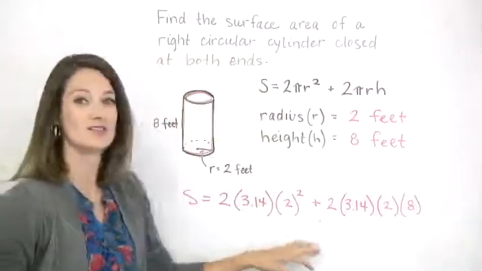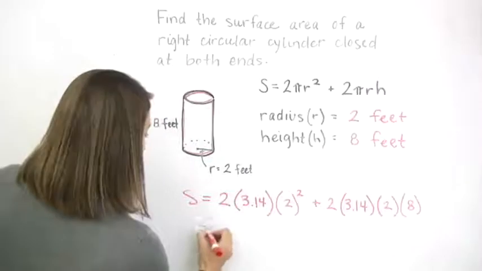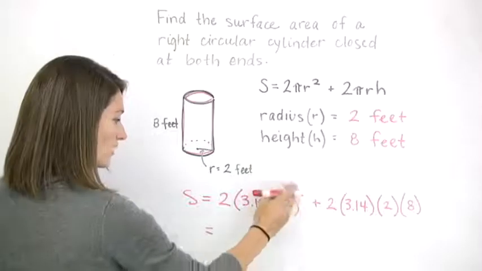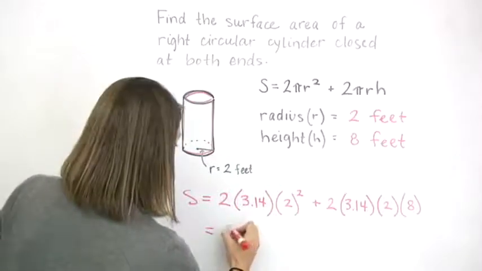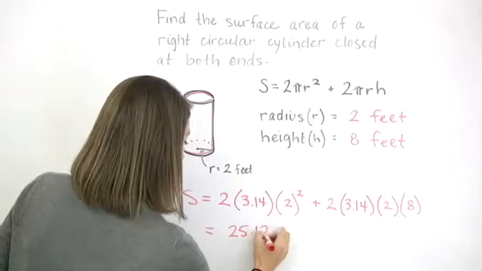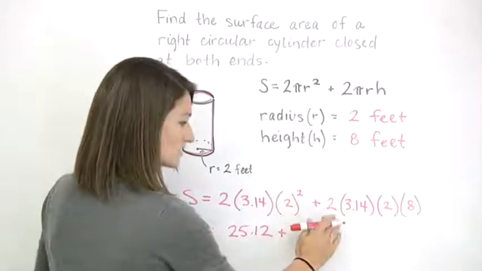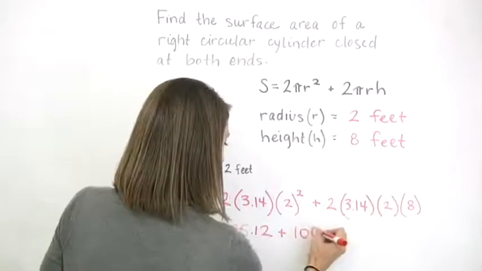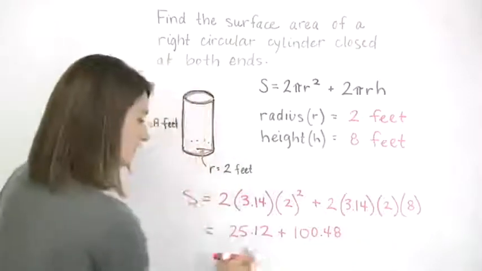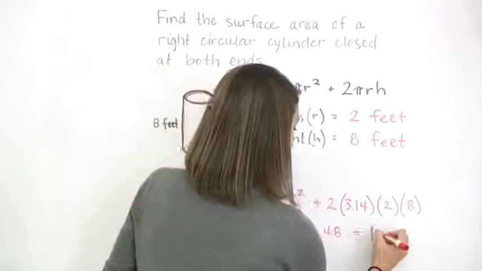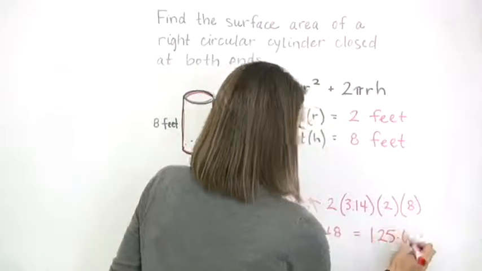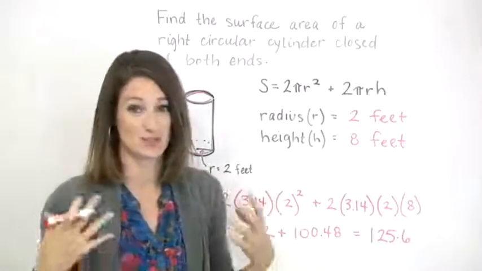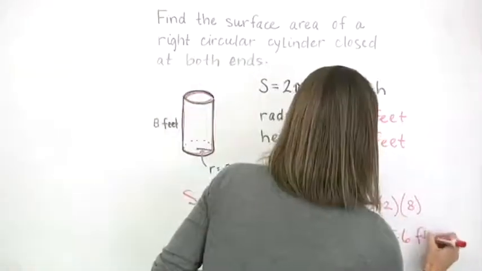So from here, all we need to do is work our math to get our answer. So 2 times 3.14 times 2 squared, which is 4, this entire product here comes out to 25.12. We add to that the product of 2 times 3.14 times 2 times 8, which is 100.48. Finding the sum gives us 125.6. Again, we need to remember our units. We have feet again, so feet times feet is feet squared. Those are the correct units for our answer.